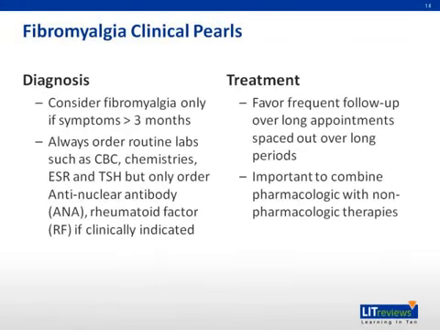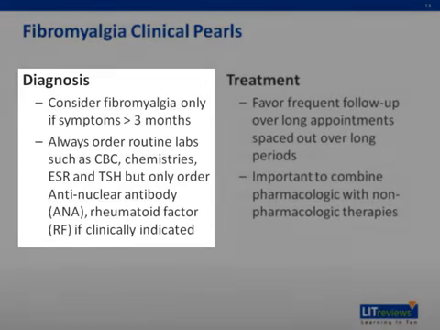Finally, the following are some clinical pearls which may be helpful in the management of fibromyalgia. First, consider fibromyalgia only if symptoms are greater than 3 months in duration. If they are less than that, look for another diagnosis. Second, you should always order routine labs such as CBC, chemistries, ESR, and TSH as a means to rule out other disease processes which may explain fibromyalgia symptoms or occur in conjunction with fibromyalgia.